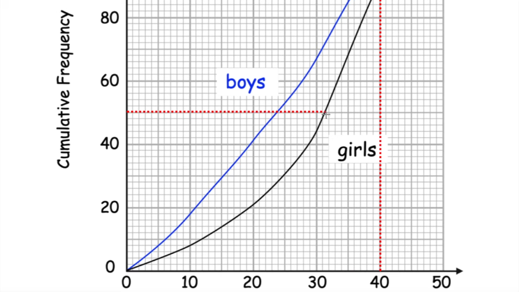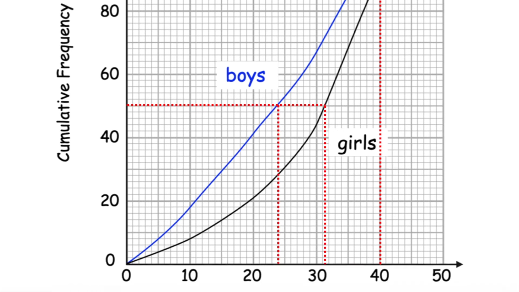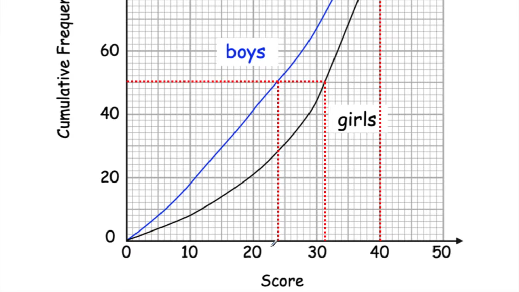So there and there. And then we're going to go down from both of them. So let's do that. Okay, so we've gone across and down. And so for the boys, their median would be, now each one of these little boxes is worth 1. So that'll be 24. So the median for the boys would be 24. And for the girls, that's 31, that's 32. So that's 31.5.